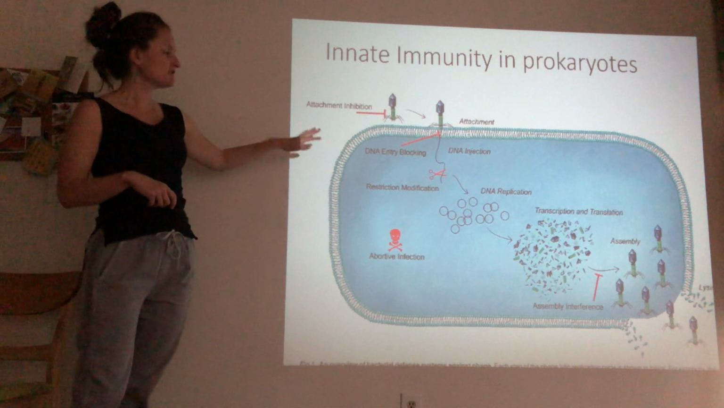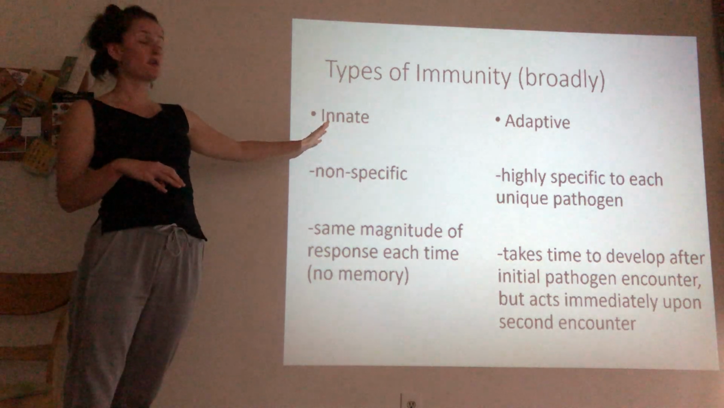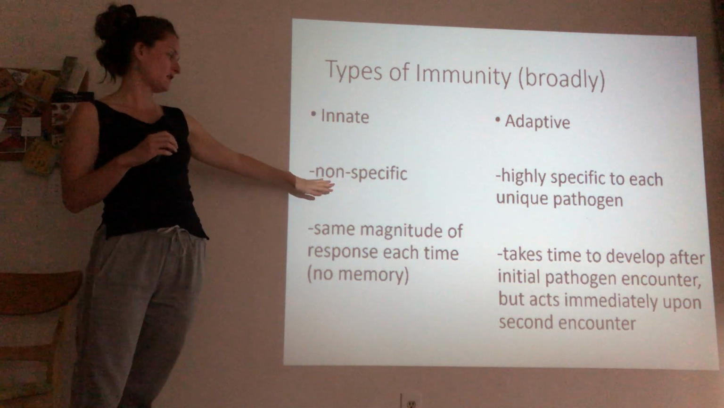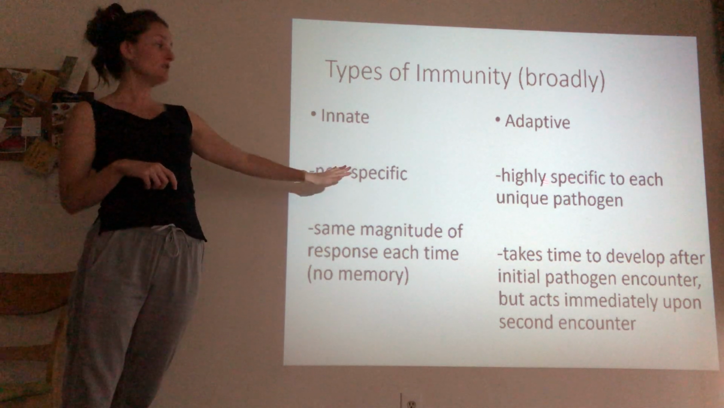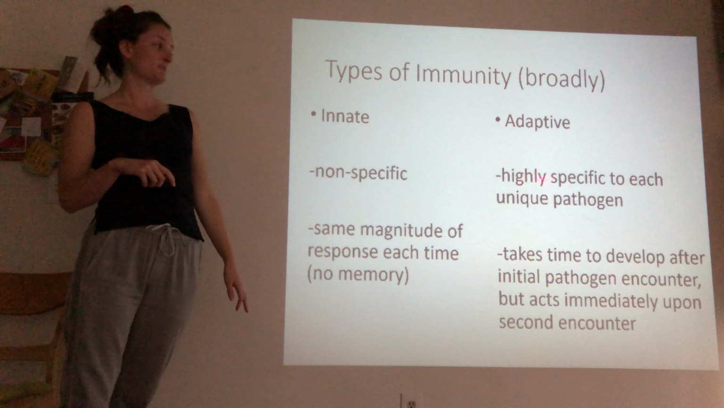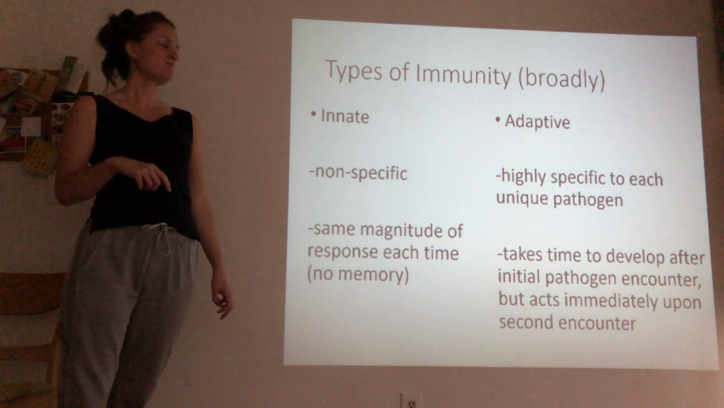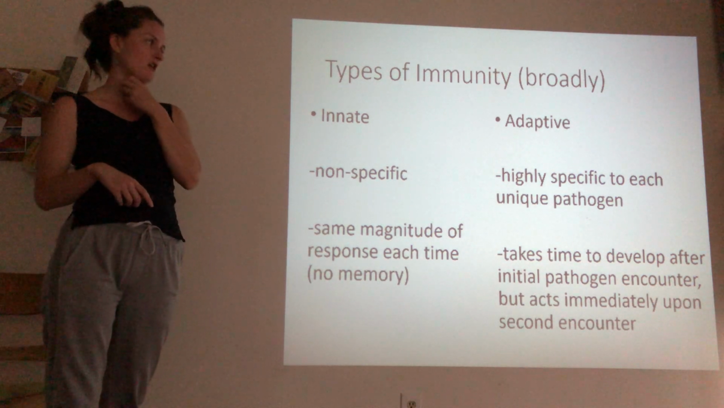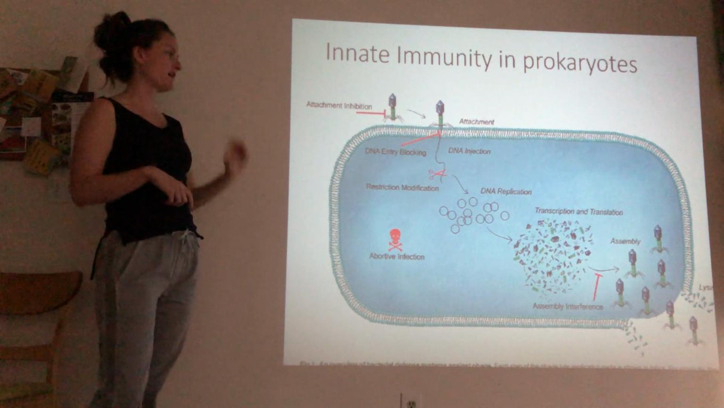Okay, so the defense systems of prokaryotes work similarly. They kind of have innate immune mechanisms that are non-specific and have the same magnitude of response each time. And they also have ways that they can mount responses to very, very specific pathogens that they've seen in the past that take longer to develop the first time, but then upon a second encounter are strong. So first we're going to talk about innate immunity in prokaryotes.